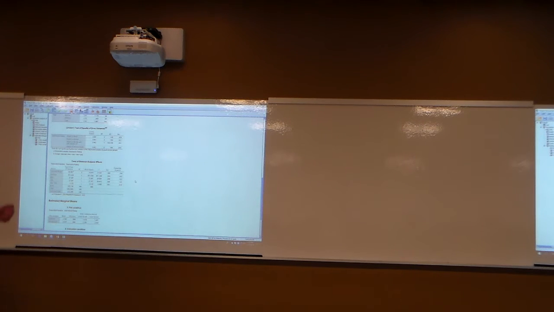So it's on your sheet too, the 2x2 ANOVA, if you're having a hard time seeing. Yeah, I'm still working on getting it going on the computer.